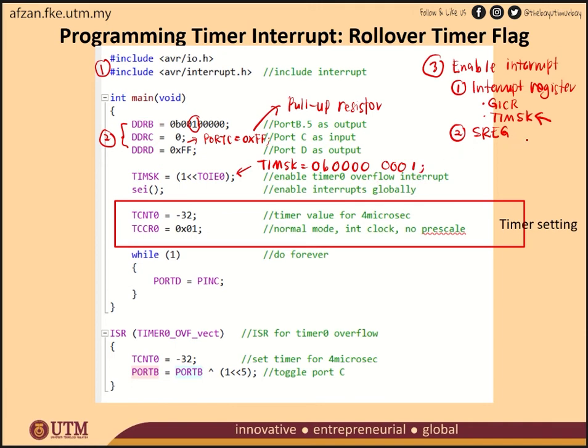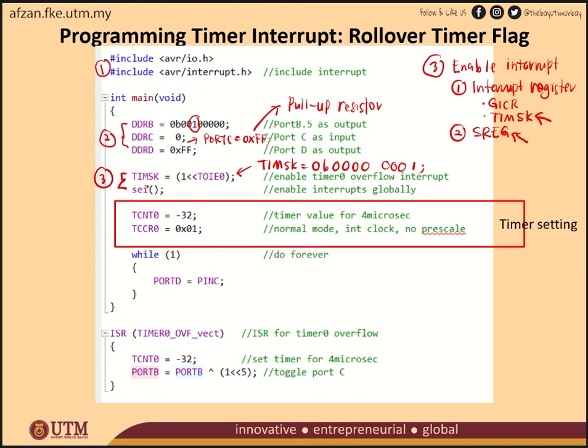And then after that, you're going to enable at your status register. How to do that? Just write down sei open bracket close bracket, followed by a semicolon here.